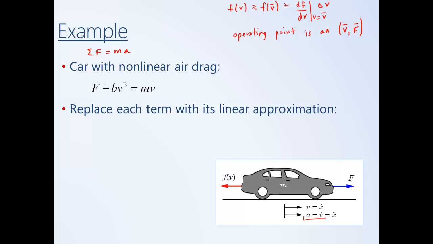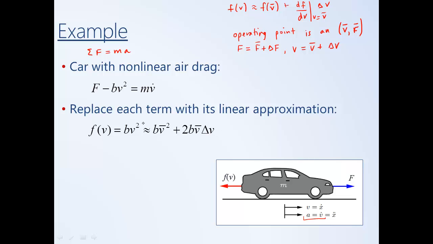And then we're also going to replace the forces by this term and the velocity by this term, where delta f is the difference between f and the operating point, and delta v is the difference between v and the operating point. So the deltas are in essence how far away the system is from the equilibrium point that we're performing the linearization about.